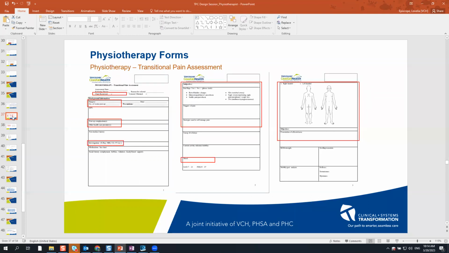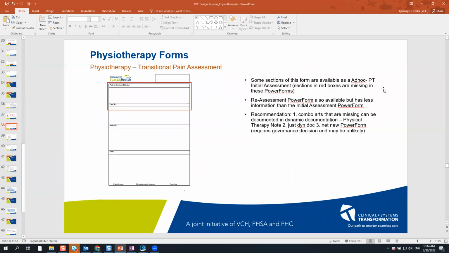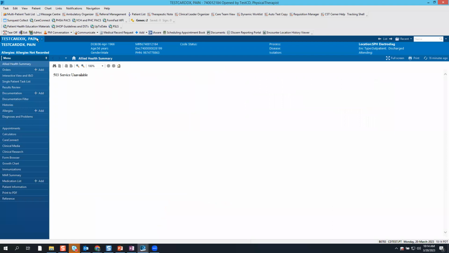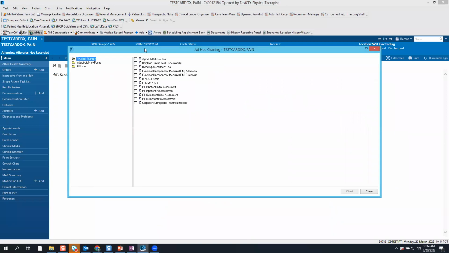So I don't know if you want me to show you what the PT initial assessment power form looks like. I'm familiar with that. It's the ad hoc one, right? Yeah. And is that the inpatient one? I believe there is one separate for outpatient. Okay. Yeah, sure. I don't think I've seen the outpatient one. If you don't mind pulling it up. Sure. PT outpatient initial assessment.